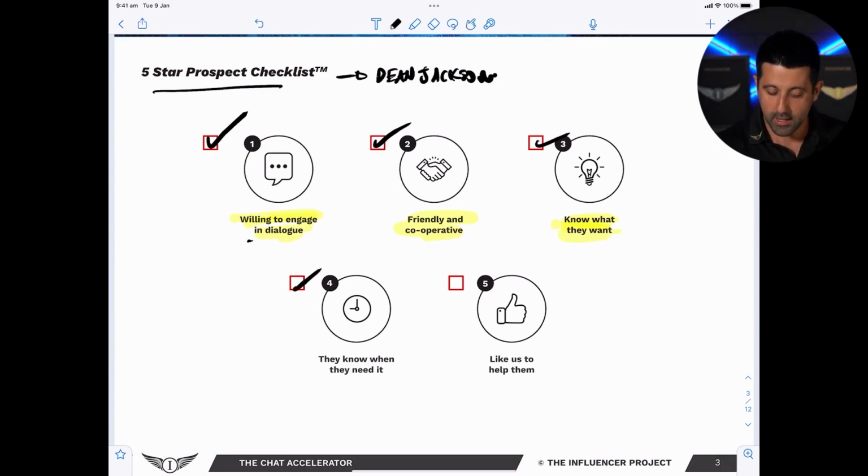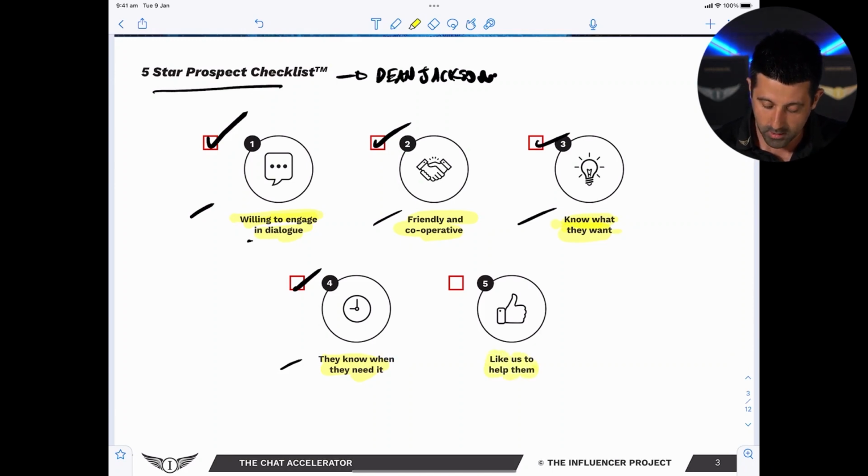Fourth, they need to know when they need it. So this is another way of saying urgency needs to be high. If they don't have urgency and they don't have a problem, then you don't have a solution, and there is no need for the conversation. So really it shuts down the opportunity there and then. So as long as they are, one, willing to engage in dialogue, friendly and cooperative, know what they want, and they know when they need it.